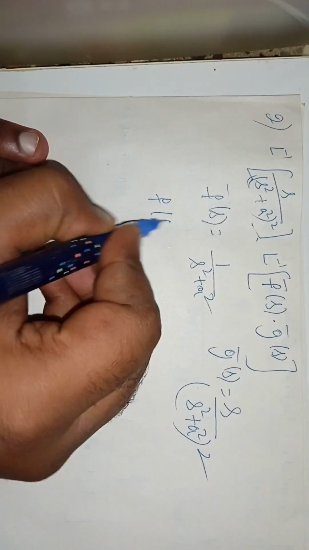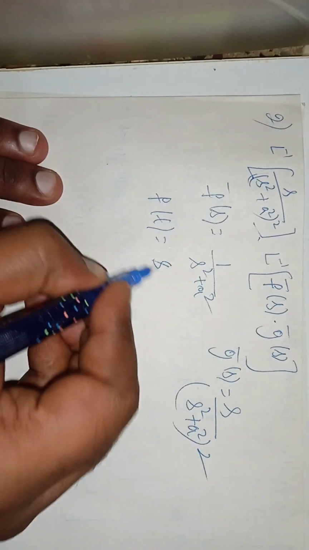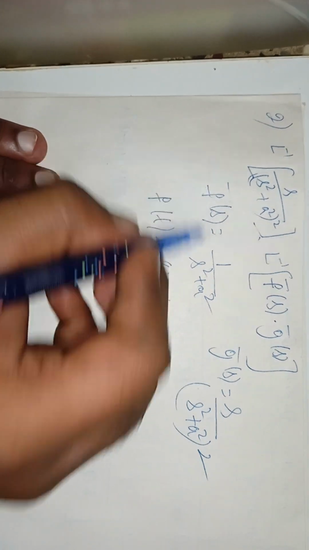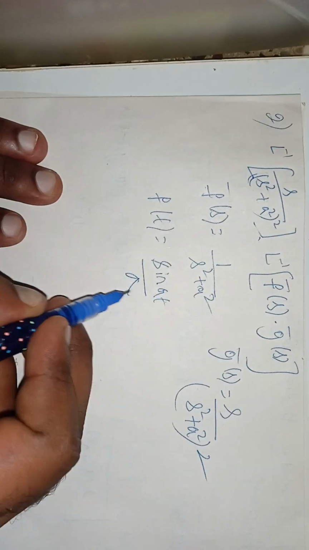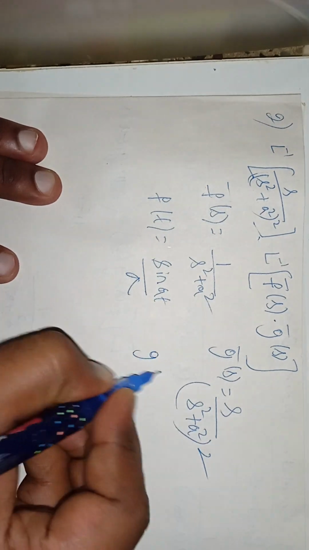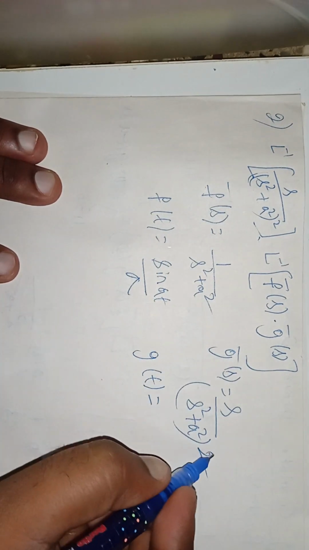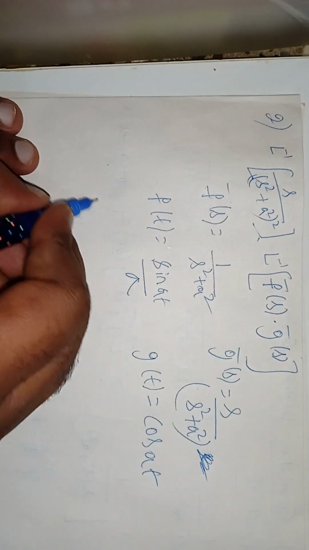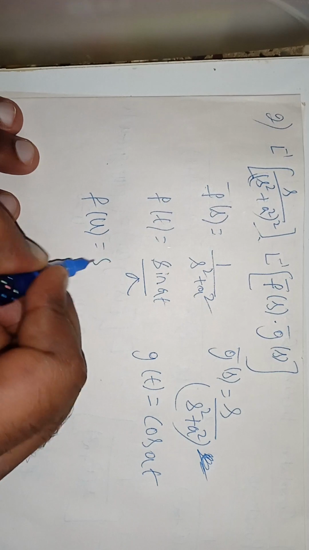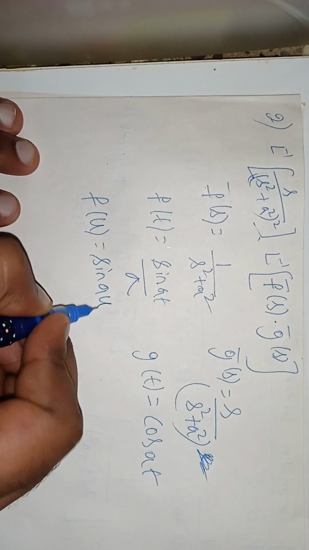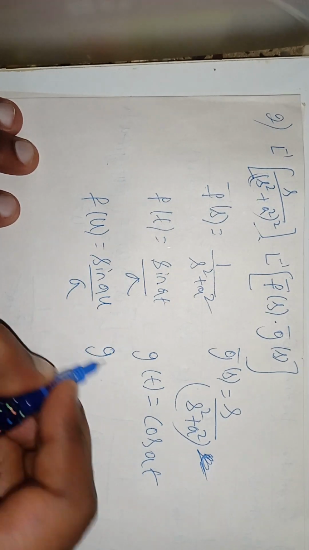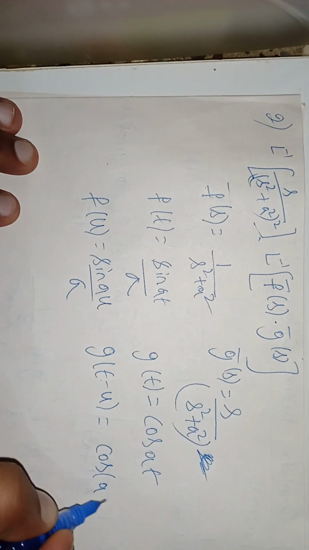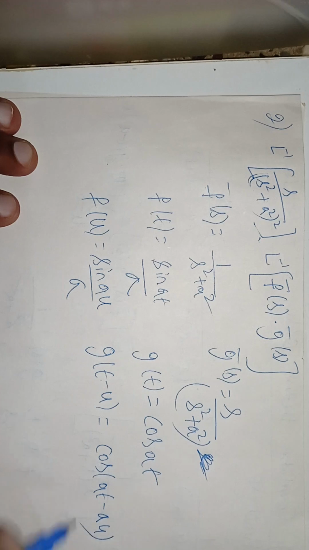So you can find out f of t. It is standard, so you know that it is sin at by a. I should apply L on both sides, so L of this will give you this. Similarly, I can get g of t. This is not squared, so it is cos at. I will write f of u, which is sin au by a, and g of t minus u, which is cos of at minus au.